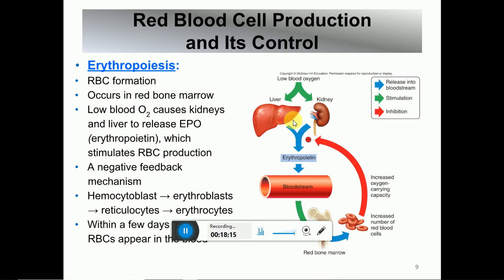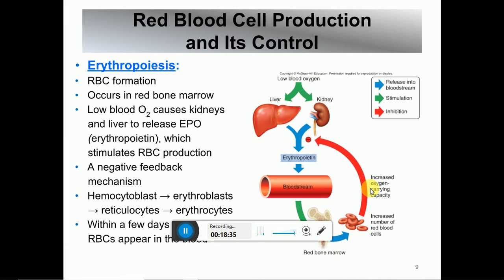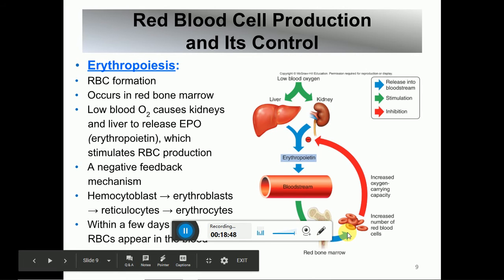So again, the kidney and, to a lesser extent, the liver will make the hormone erythropoietin, and that will circulate within the bloodstream and reach the red bone marrow in the bones, and stimulate the bone marrow to make more RBCs. Those RBCs will be released into the system, which will increase the oxygen carrying capacity, bringing the blood oxygen back to normal, and that would inhibit this whole process from reoccurring.